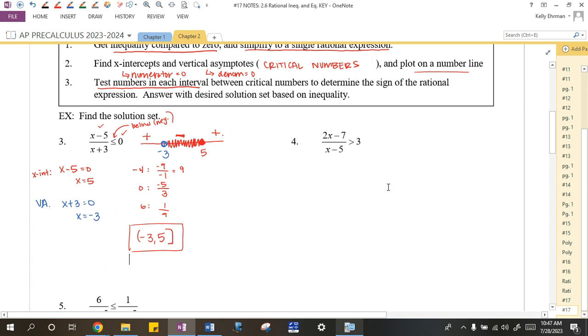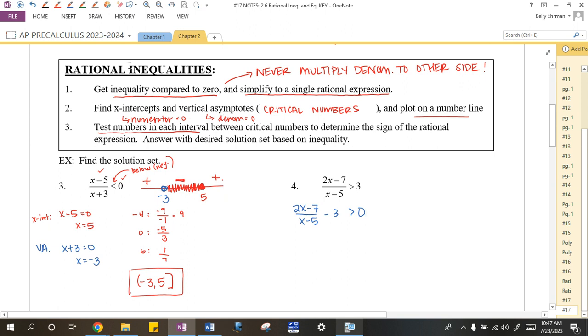All right, number 4, get the inequality compared to 0. Right now it's not, it's being compared to 3. So the first thing we need to do is subtract 3 to the other side. And right now I just have to write that like this because I don't have a common denominator. But remember, the other part of step 1 is get the inequality compared to 0, done.